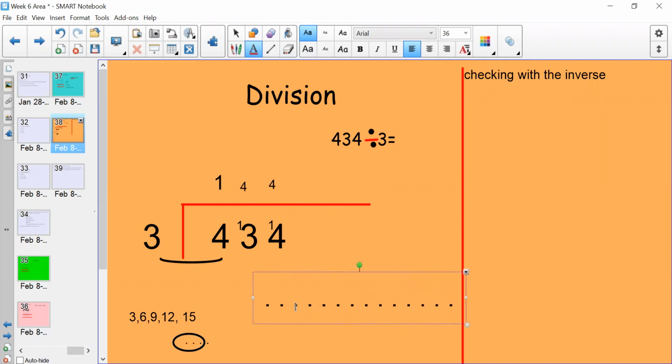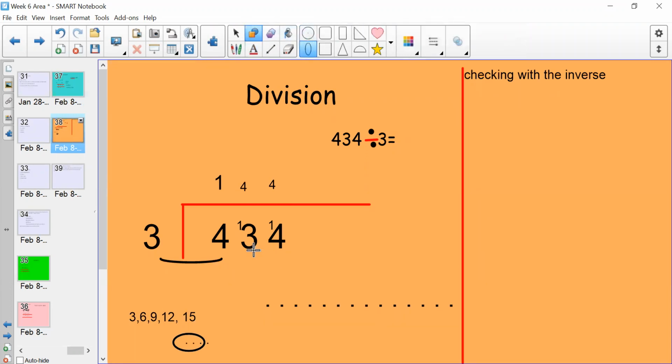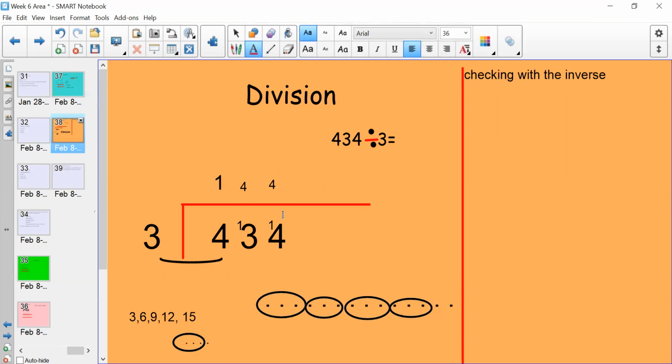So we've got 1, 2, 3, 4, 5, 6, 7, 8, 9, 10, 11, 12, 13, 14 dots. And then we can circle groups of 3. So we've got 1 group, 2 groups, 3 groups, 4 groups. So there's our 4 groups we put up there. And we've got 2 left over. So remember, if we've got a leftover in the ones column, we have to write a remainder. So R2, which shows us there are still 2 left over.